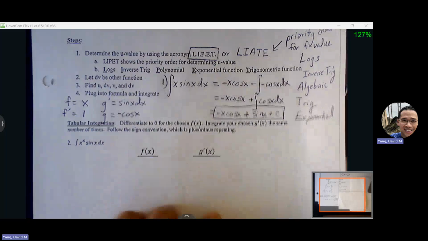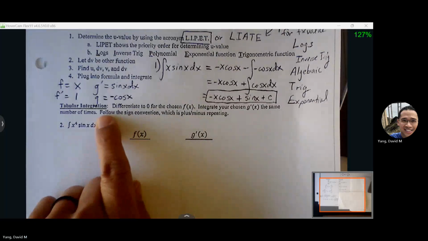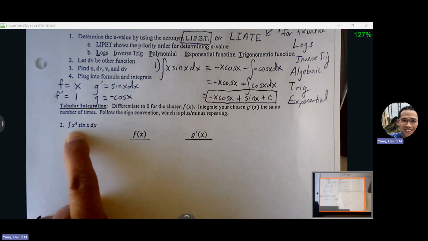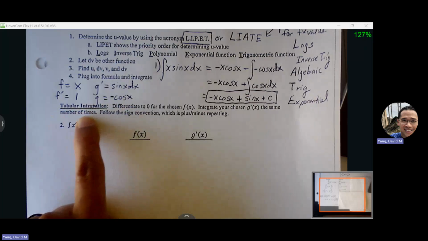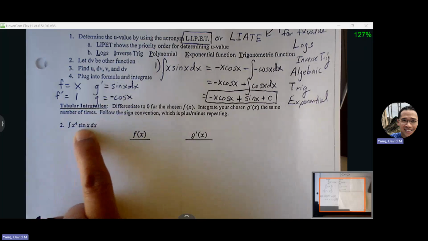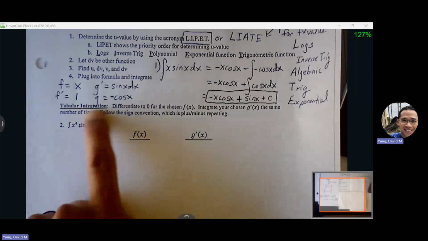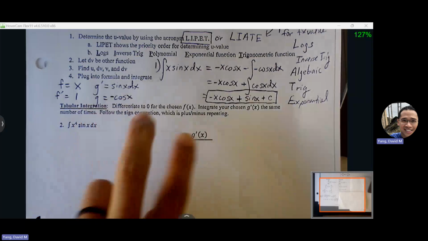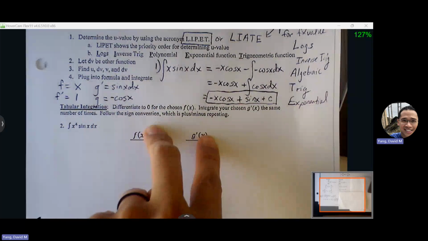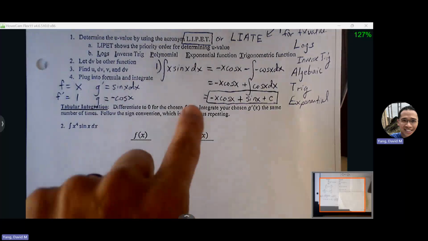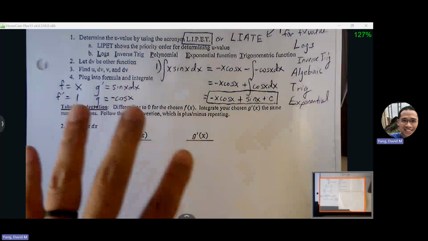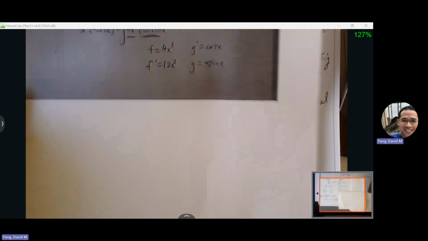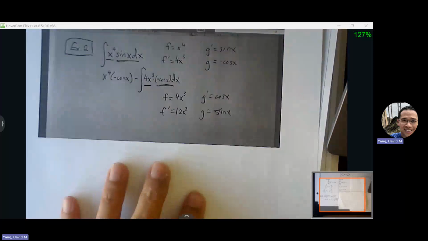So here's example 2. Integral of x to the 4th sine of x dx. This is called the tabular method. But before I go through this method, I want to show you why the shortcut method is potentially useful for problems that are nested. So don't write anything down yet. I just want to show you this process.